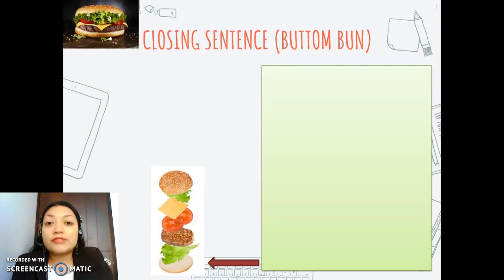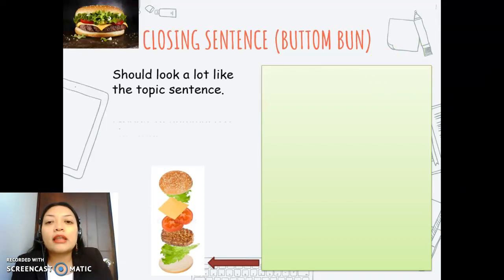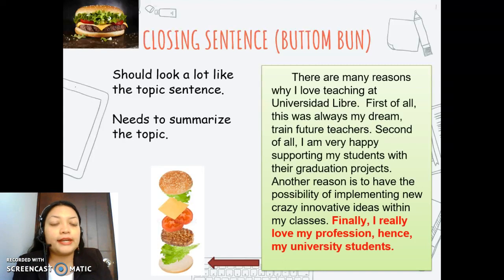And finally, the closing sentence is the bottom bun of our hamburger, right? So it should look a lot like the topic sentence, okay? It needs to summarize the topic. So here, this is it: finally, I really love my profession, hence my university students.